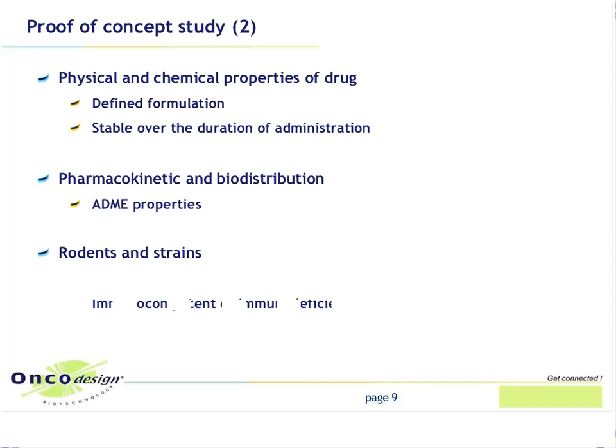And we also have to select the rodents and the strain, either mouse or rats, depending on the tumor we would like to investigate, between murine or human tumors. And also keeping in mind that the quantity of drug needed for rats is about a tenfold increase compared to mouse. And for sure, we have to consider, based on the mechanism of action, the immunocompetent or immunodeficient strain of this rodent.